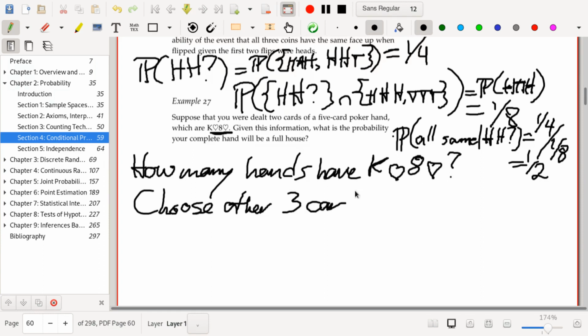How many ways are there to choose the other 3 cards? Well, 2 of the cards in the hand are the King of Hearts and the 8 of Hearts. So there's only 50 cards remaining in the deck, and we're choosing without replacement, and we don't care about the order. So we're going to have 50 choose 3, which after you do some work is going to come out to 19,600.